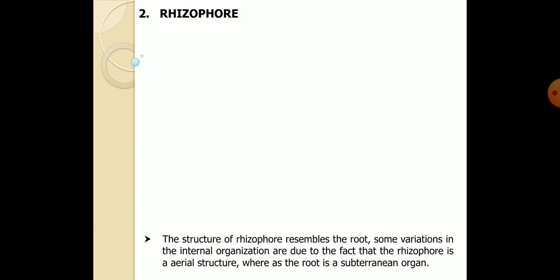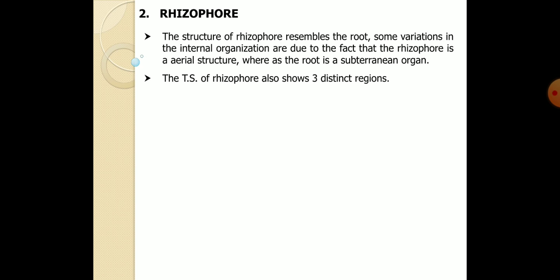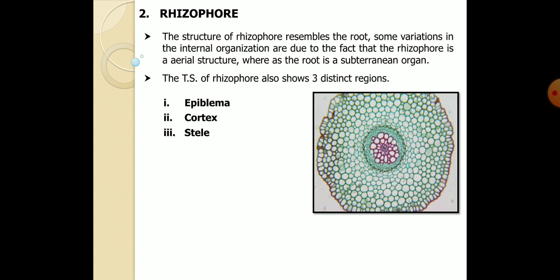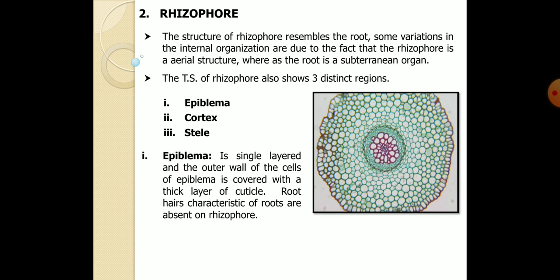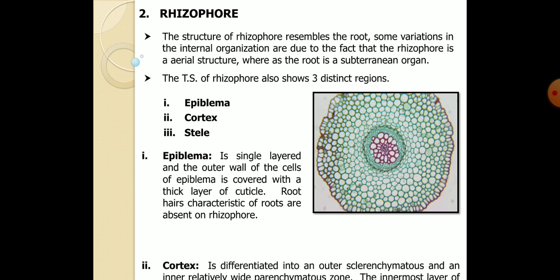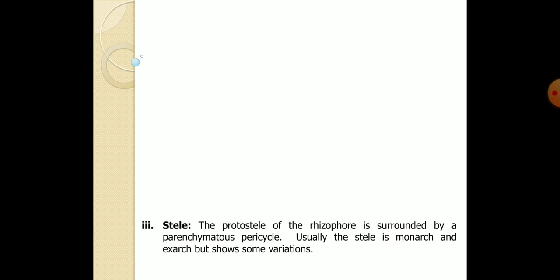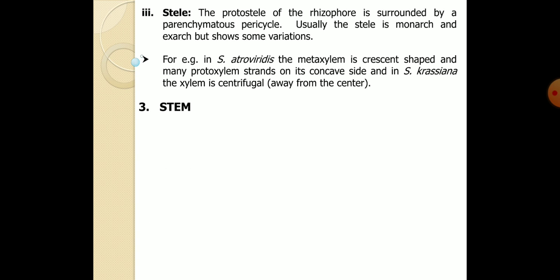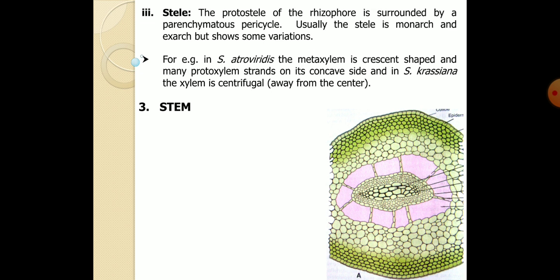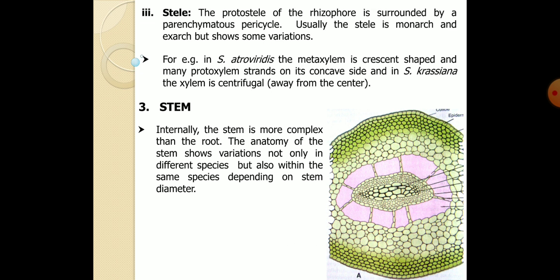Coming to the anatomy of the rhizophore, this is a special characteristic of Selaginella. It almost resembles the root, consisting of the epiblema, cortex, and the stellar region. This figure shows the anatomy of the rhizophore region. The epiblema is the outermost layer. Below that is a thick layer of sclerenchymatous cortex, and a parenchymatous layer will also be there. In the center you will find the endodermis, and with that the stele, which is a protostele. Usually the protostele consists of the metaxylem and the protoxylem in association with the phloem.